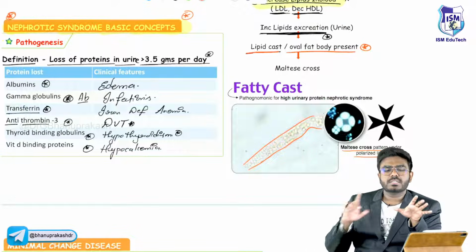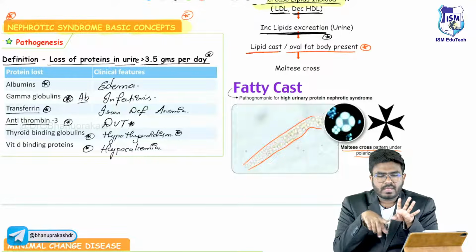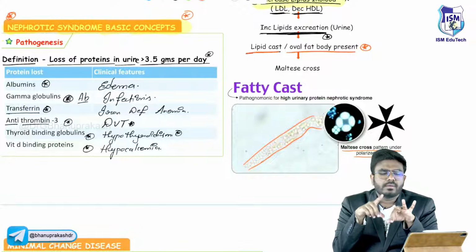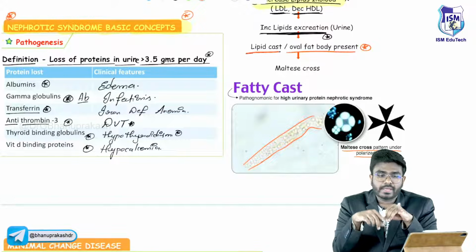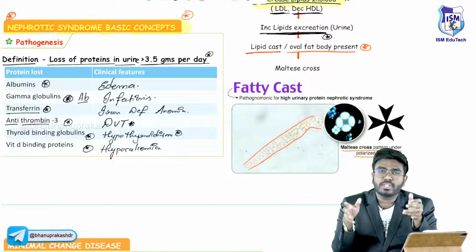What are the clinical features? The clinical features are going to be edema. Recurrent infections are going to be seen. Vitamin D deficiency can occur. Hypothyroidism can be seen. Okay, hypercoagulable states leading to deep venous thrombosis.